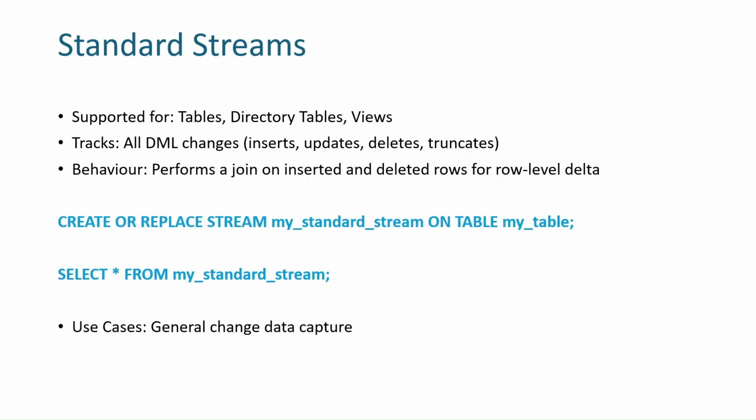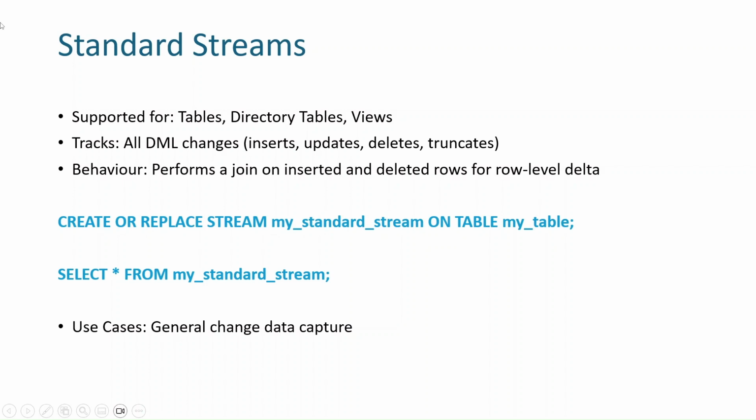So first we have standard streams. Standard streams are supported for tables, directory tables and views. They track all the data manipulation language changes to the source object, including the inserts, updates, deletes, and truncates. This is the default one, and it performs a join on inserted and deleted rows in the change set to provide a row level delta. This means that if a row is inserted and deleted between two transactional points of time, it is removed from the delta and won't appear in the stream query.